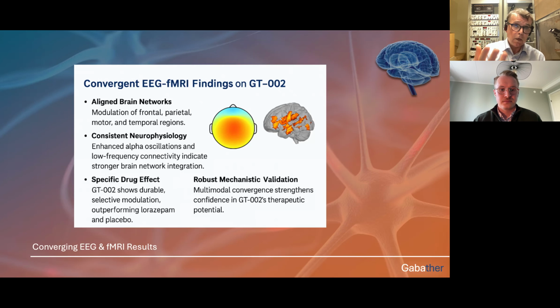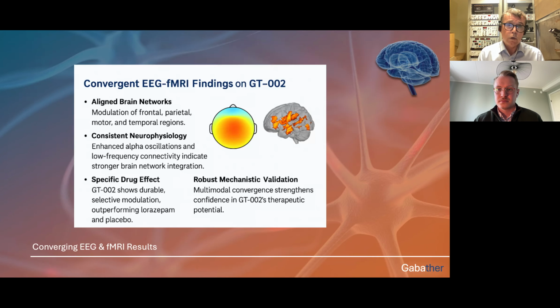We got the data. I worked a lot with AI. I worked a lot with the literature that I have in the library. We have circulated this information to the people that are opinion leaders in the field. We get the feedback from them next week to see what they think. What myself and AI think, at least, is consistent: that the oscillations that we see in the EEG and the low frequency connectivity that we see in fMRI fit together. So it's a validation of what we had said we want GT002 to do.